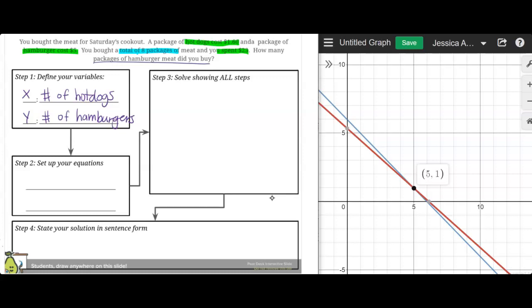It's important to note that these are numbers of items and you can't buy half a package of hot dogs or half a package of hamburgers. So my answers for these problems should be whole numbers.